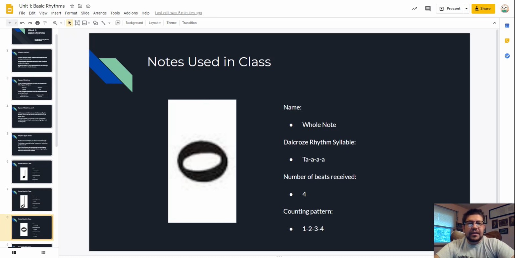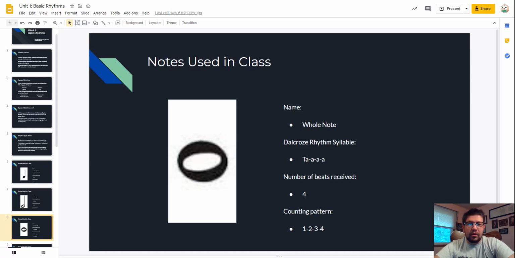Up next is the round open hold circle right there. It's called a whole note. The syllable that we are going to use is ta-a-a-a. So you can see right there we have 4 A's, 4 vowels, and there are 4 beats right there. So that's a great way to remember how many beats and sounds each of those notes gets.